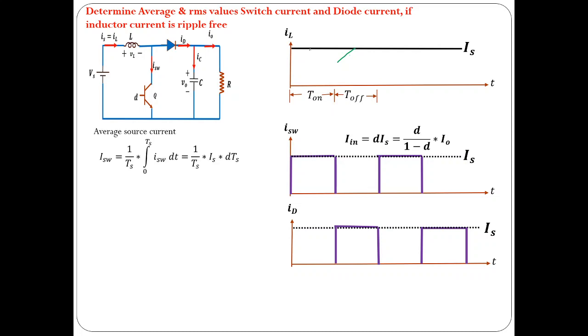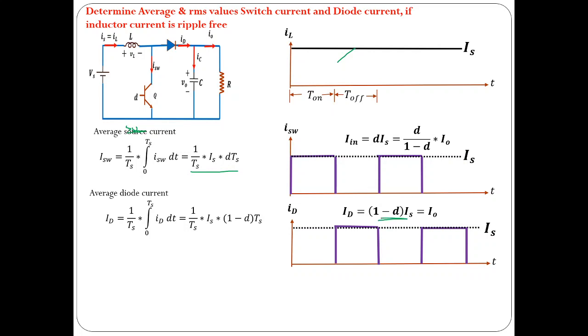So the average value of the switch current. Okay, average value of switch current is equal to D into Is. It is the area under the curve into 1 by Ts, right? So if you do that for one cycle, you will again get D into Is. Similarly, the average diode current, you will get that value is equal to Is into (1 minus D), that is IL into (1 minus D). Is and IL are both equal.